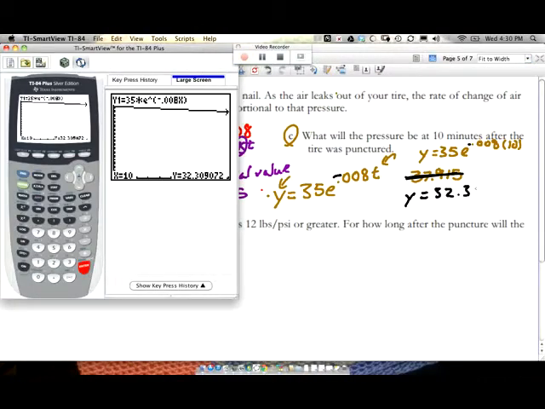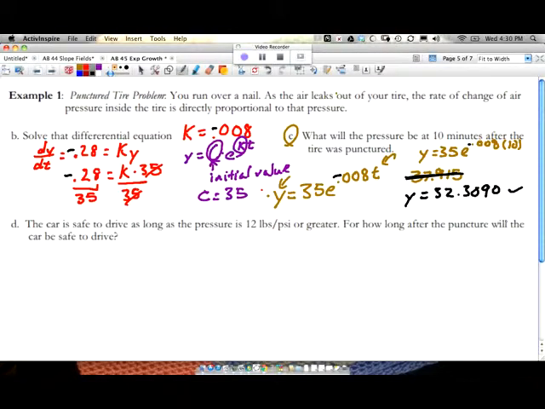3090. Check. No problem. The car is safe to drive as long as the pressure is 12 pounds per square inch or greater. For how long after the puncture will the car be safe to drive?